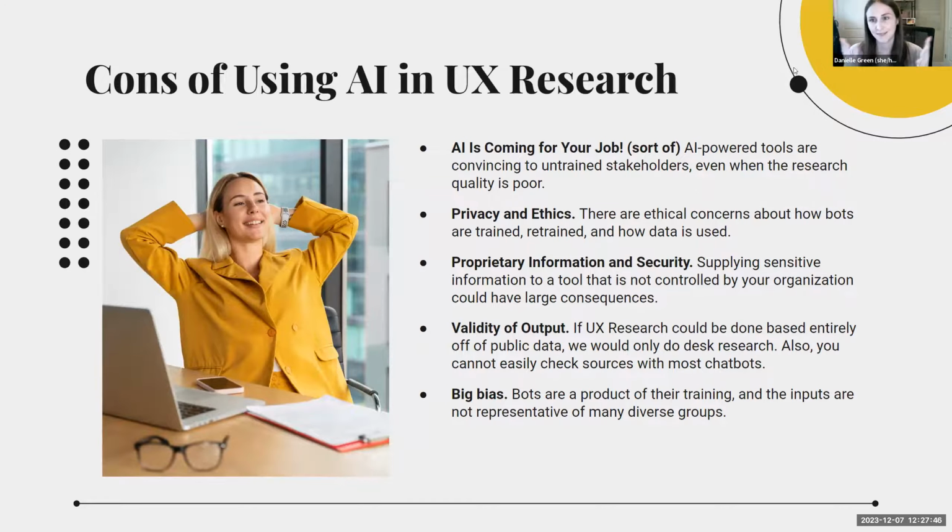Next thing is the obvious: the validity of the output, right? So I mentioned before, ChatGPT's training is from a chunk of the internet. Most publicly, all of the information that's been trained on is supposedly publicly available information on the internet. So if we could effectively do our jobs based entirely off of public information, we would only ever do desk research.